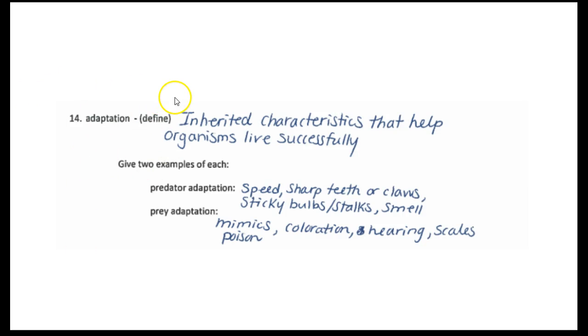Adaptation. Adaptation is an inherited characteristic that helps organisms live successfully. Essentially, that allows organisms to respond to change. So inherited characteristics that help organisms live successfully. Give two examples of each.